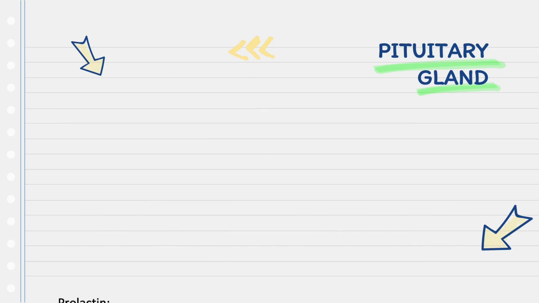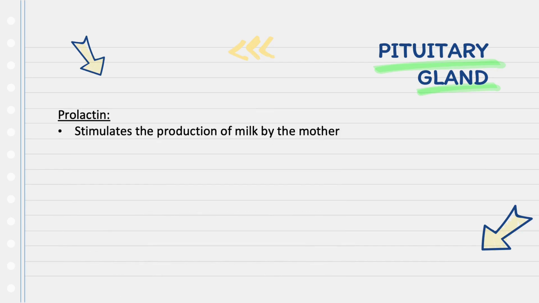The next hormone is prolactin. It stimulates the production of milk by the mother. The process is called lactation.